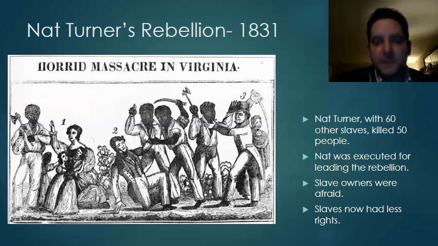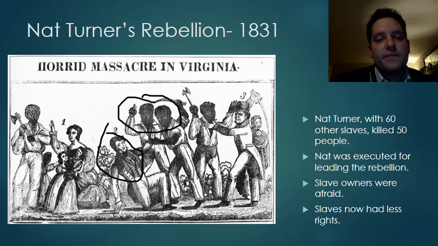But what it also did is people started talking about slavery. That if this could happen to the white people, why would the black people, the slaves, do this? And a lot of people said it was because slavery was wrong. It was just wrong. And this Nat Turner's Rebellion finally started to have people question slavery.